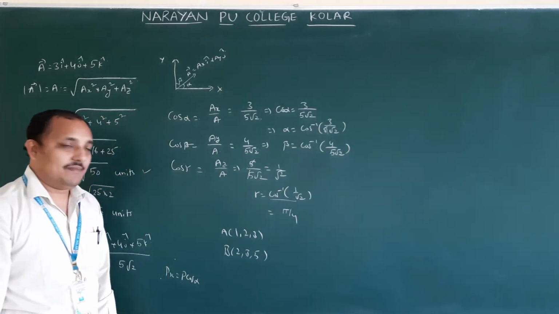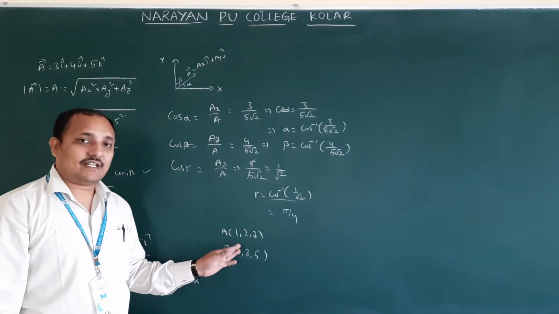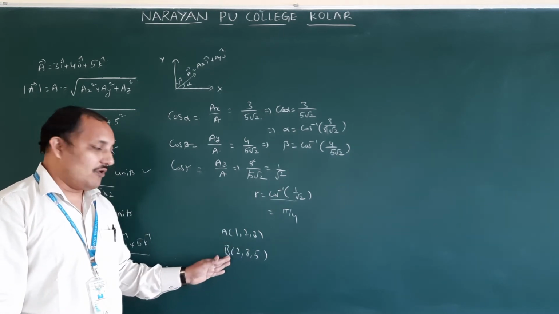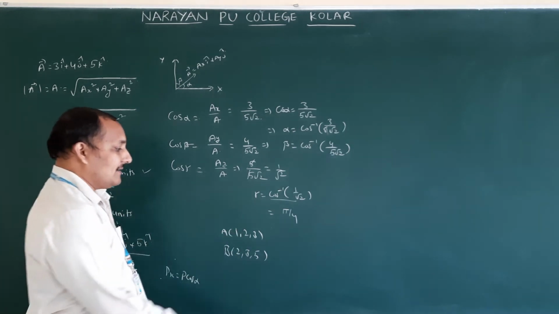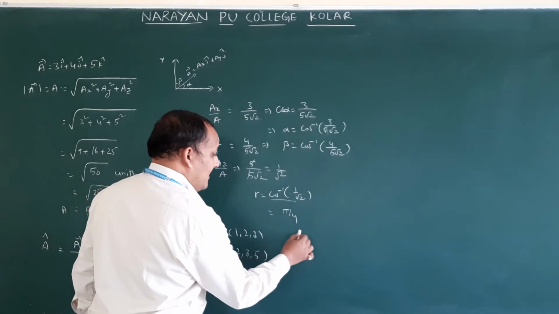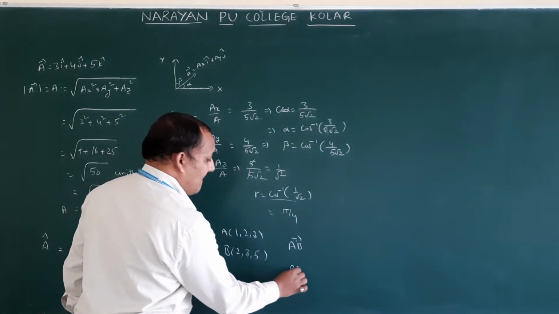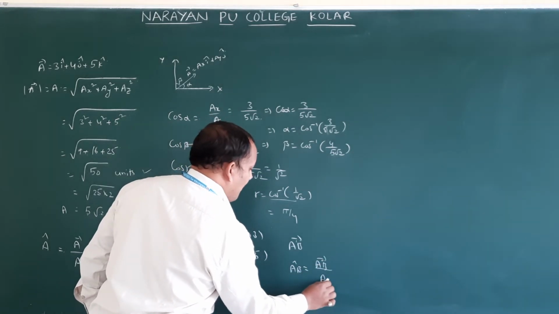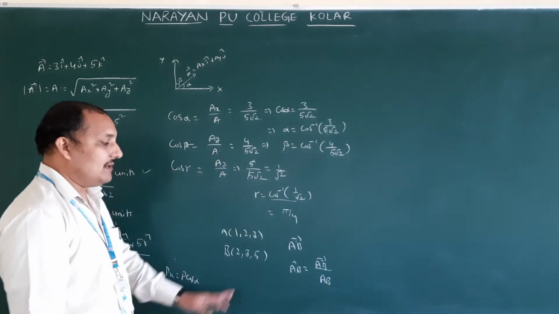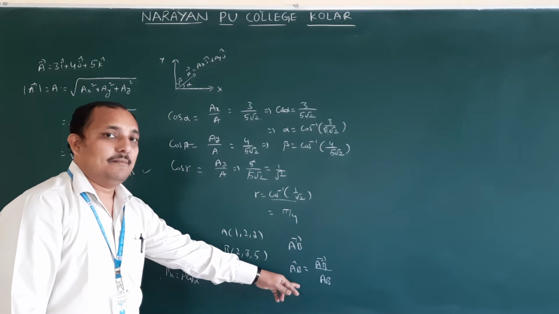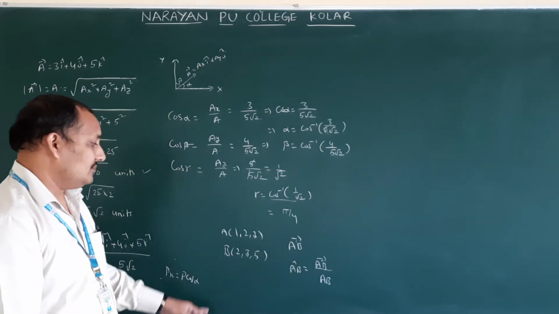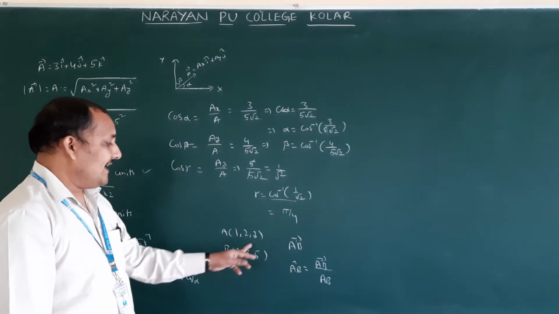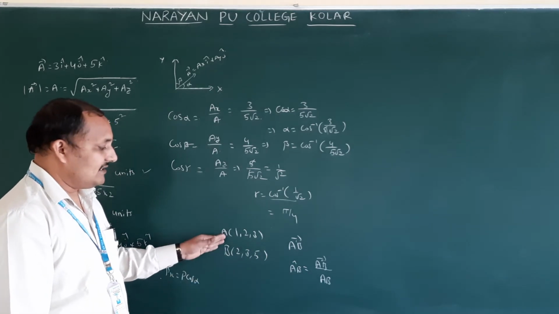So A is (1, 2, 3), B is (2, 3, 5). That means A is a position vector OA bar, and B is OB bar. They are asking for the unit vector of AB bar. AB cap is equal to AB bar by AB. So AB bar is a vector, and AB is the magnitude of AB bar. So how will we find AB bar? It is OB minus OA.